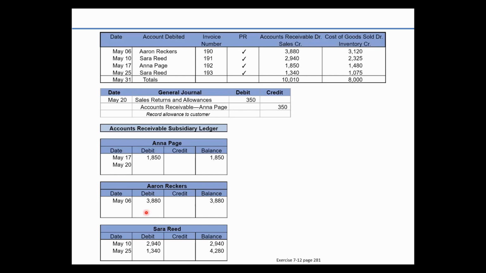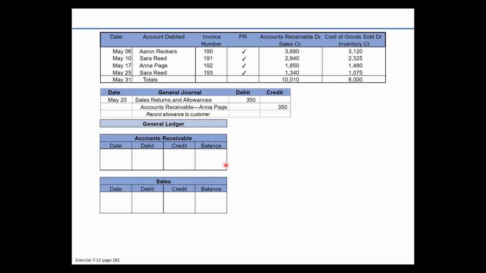So now the next thing we have to do is update Anna Page's account to reflect the discount that we gave her. So on May the 20th, we would credit $350 because we're now reducing the amount that she owed. So we would subtract $350 from $1,850. So now she owes us $1,500.